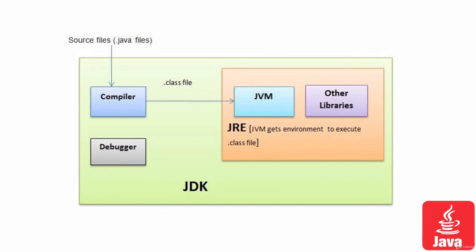So JVM is a subset of JRE and JRE is a subset of JDK. So JDK consists of JRE and JVM, and JRE consists of JVM. Here it is very simply shown.